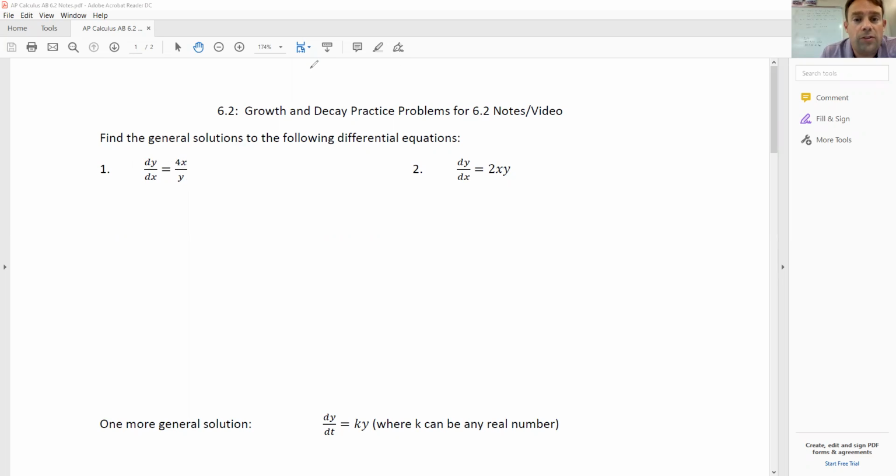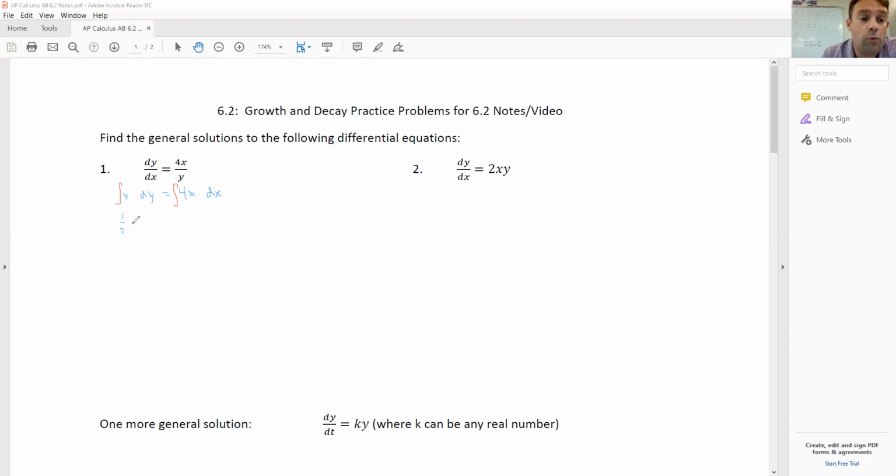So if I were to take this and I cross multiply, so I'm going to cross multiply this real quick, I'd get y dy. And I'd get 4x dx. So we just cross multiply it a little bit. And when we do that, we can integrate both sides. And then from there, integrate with respect to whatever variable it is.